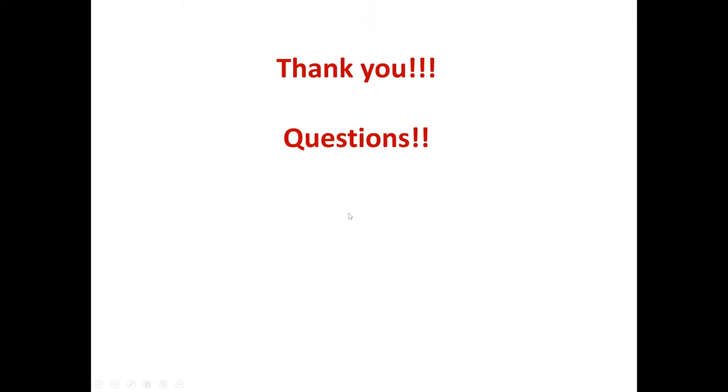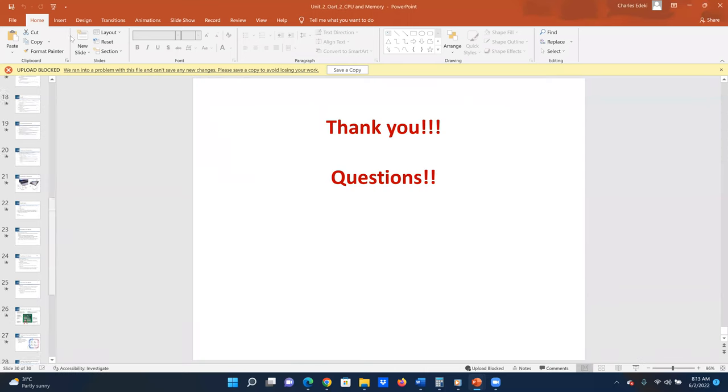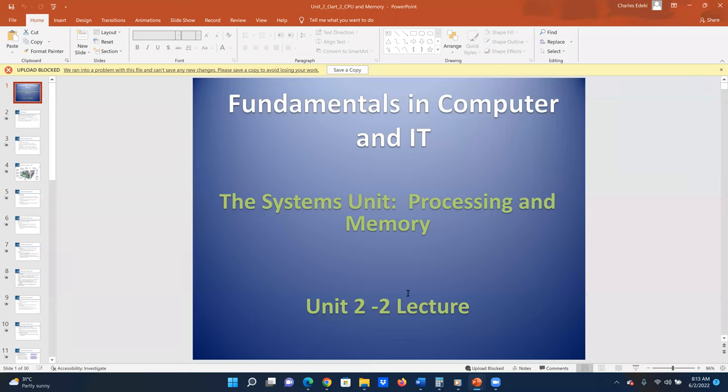So we are going to end the lectures here. Our main goal of these lectures is to understand the concept of computer systems, especially the system units, what elements they are, their functions, and how they work also.